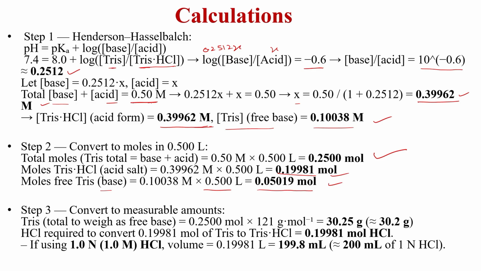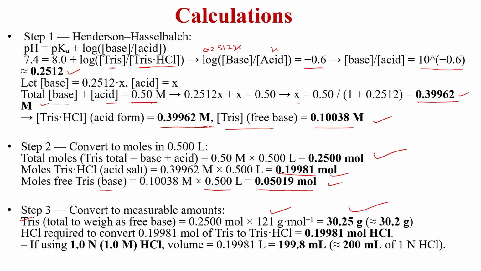So this way we are calculating the moles of Tris-HCl, free Tris, and total moles. Now we will convert it to measurable amounts, how much Tris to be taken and how much HCl to be taken. For Tris we have 0.2500 total moles to be taken, multiplied by the molecular weight, that is 121 gram per mole. This comes to 30.25 gram, or approximately 30.2 gram.